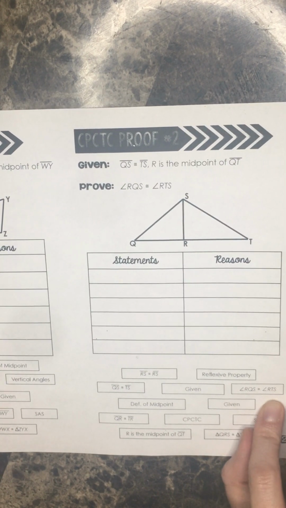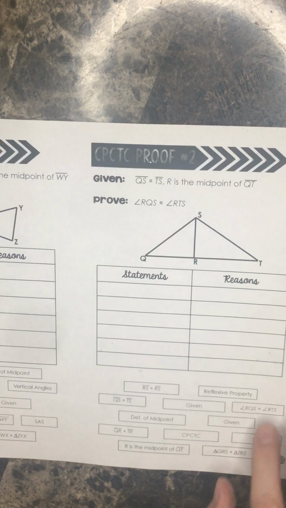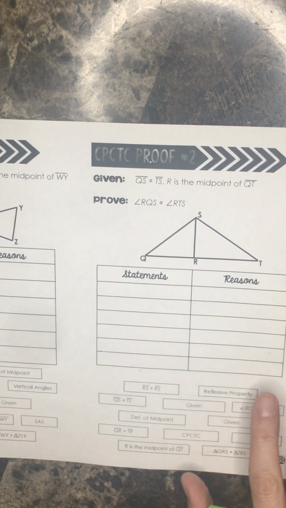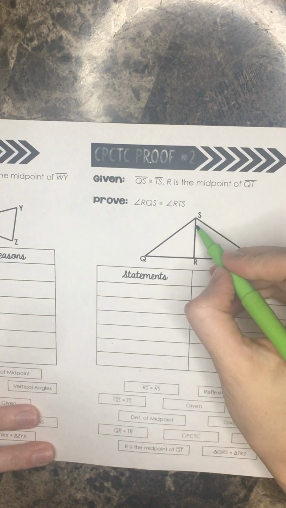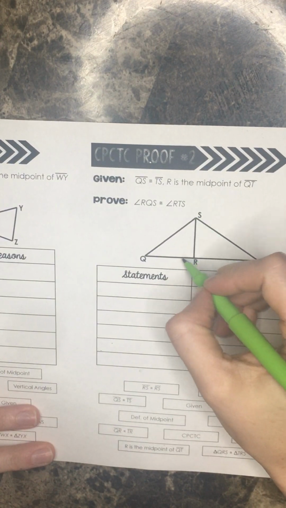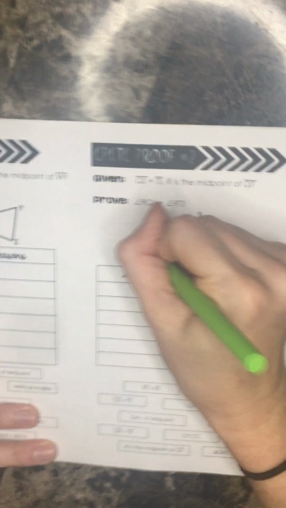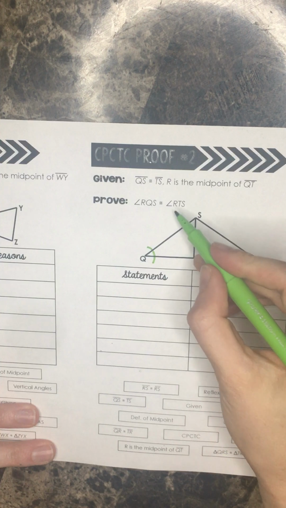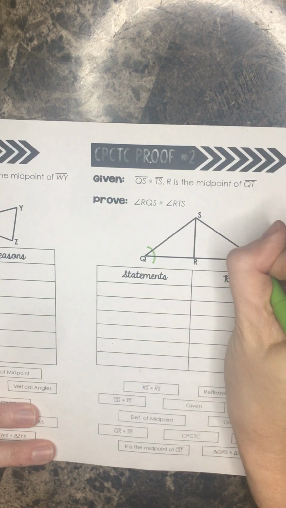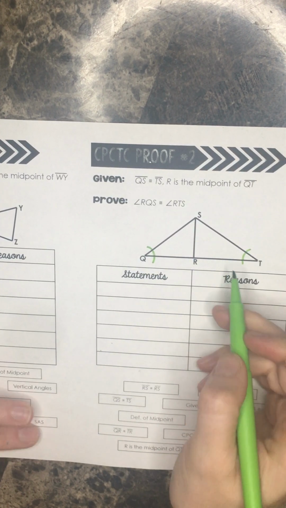This one uses CPCTC. So I've posted a video about CPCTC. What that means is that corresponding parts of congruent triangles are congruent. Okay, so on this problem, we are being asked to prove that angle RQS, this angle, I'm going to make it green, that means we don't know yet, is congruent to angle RTS. This angle congruent to that.